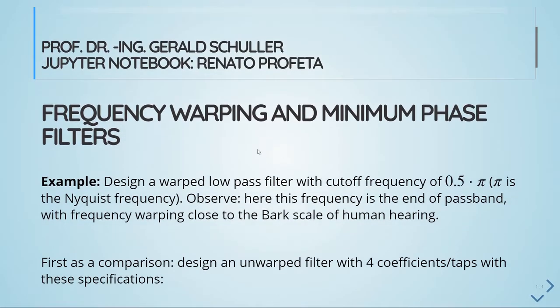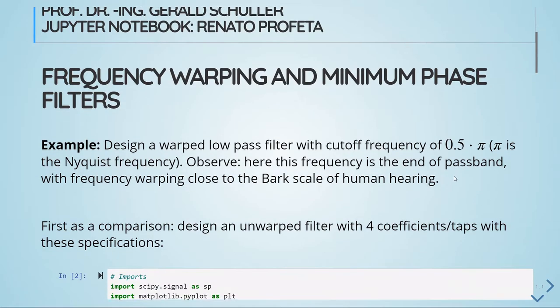We start this notebook with an example, and in this example we want to design a warped low-pass filter with a cutoff frequency of 0.5 times pi, where pi is the Nyquist frequency. So here we have half the Nyquist frequency, and this frequency is the end of the passband, with frequency warping close to the Bark scale of human hearing.